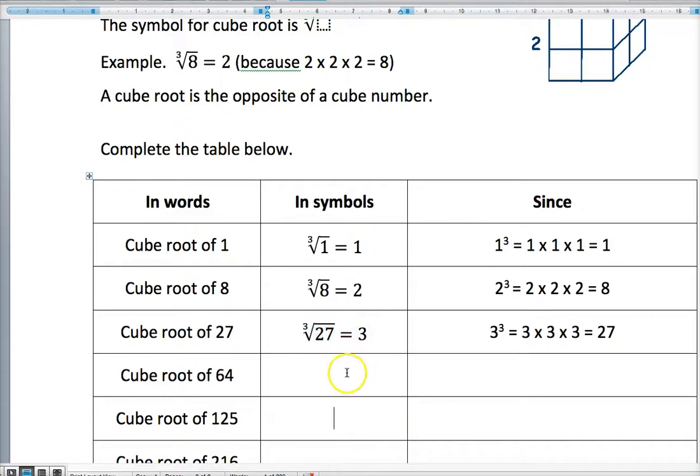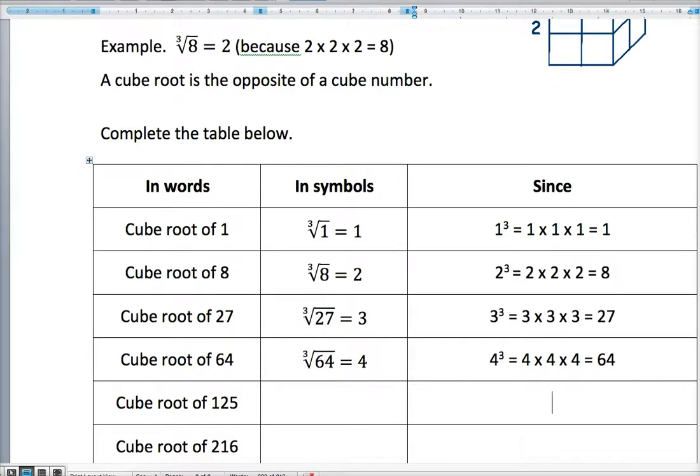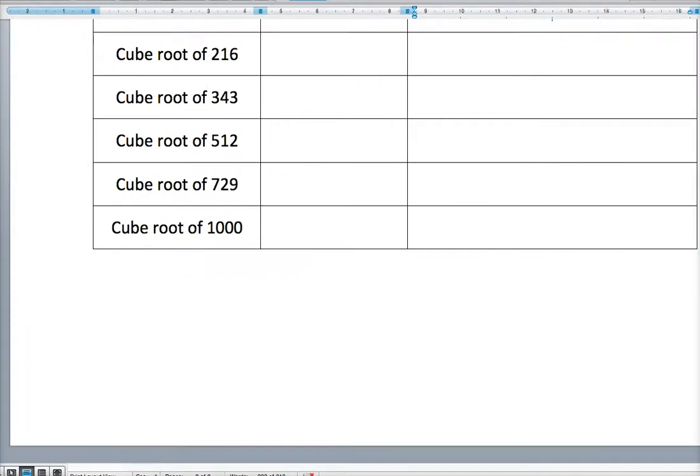Okay? That's cubed root. Cubed root of 64 would be 4 because 4 cubed, which happens to be 4 times 4 times 4, is 64. Okay? So because 4 cubed is 64, the cubed root of 64 is 4. So that's cubing and cube root.